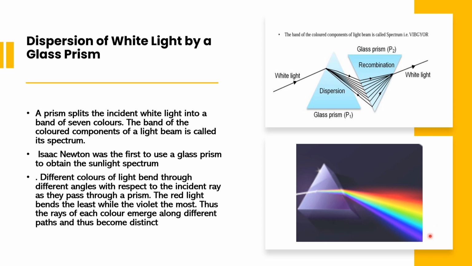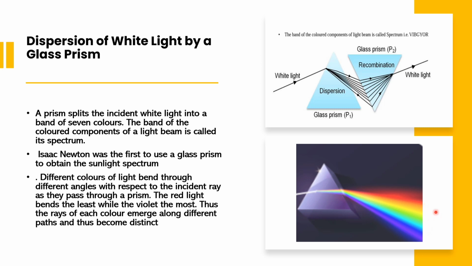Okay, the band of 7 colors formed on a white screen, when a beam of white light is passed through a glass prism, is called the spectrum of white light. So these are the 7 colors. Here they stand for VIBGYOR.